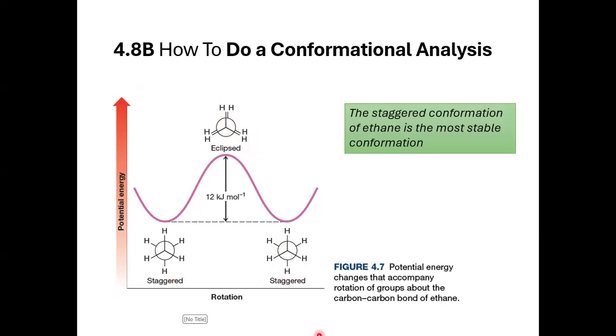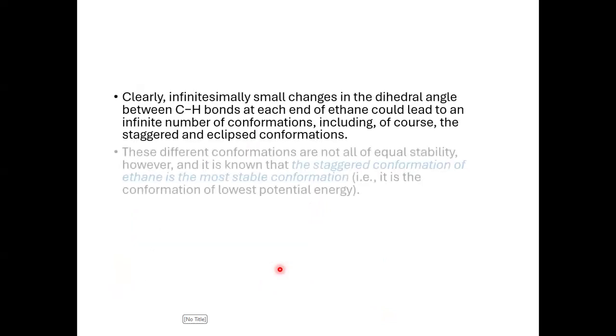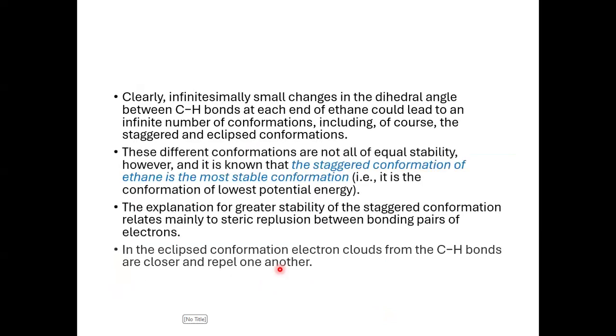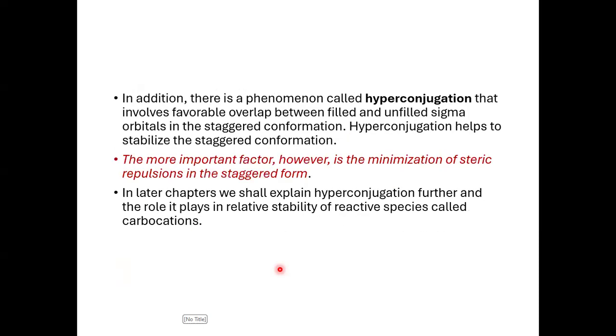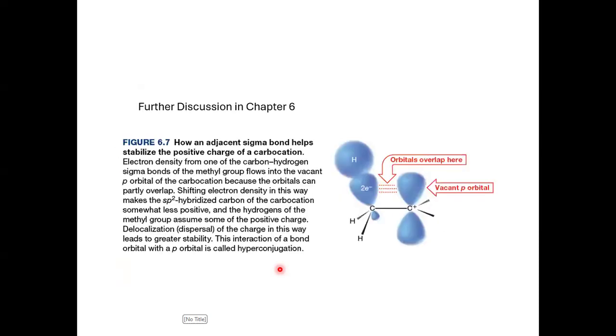Why is that? In the staggered conformation, the hydrogen atoms are situated very far away from each other. And because they are situated very far away from each other, there is less electrostatic repulsion between the atoms. For that reason, the molecule is more stable. The atoms are situated as far from each other as possible, and there is a lesser repulsion.